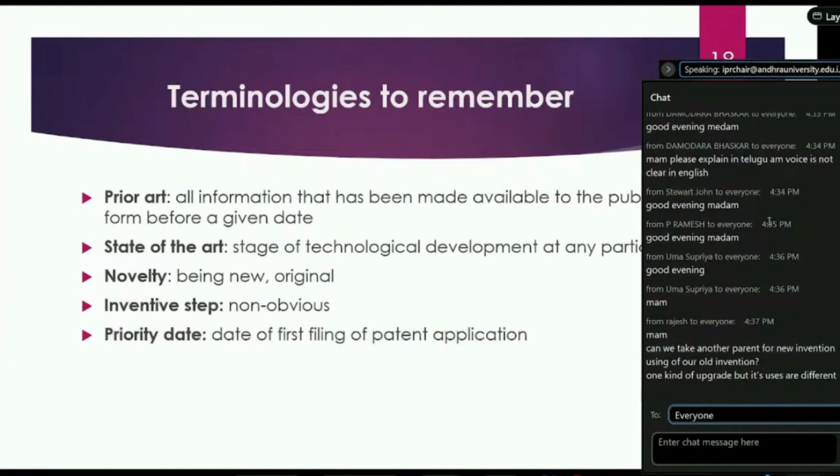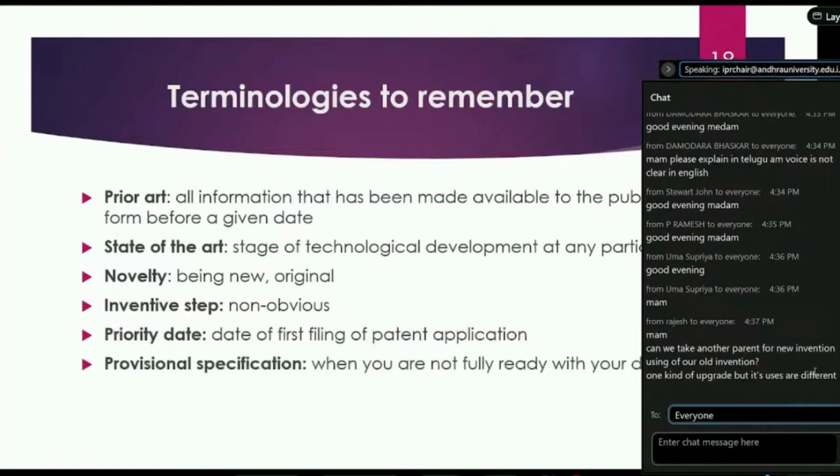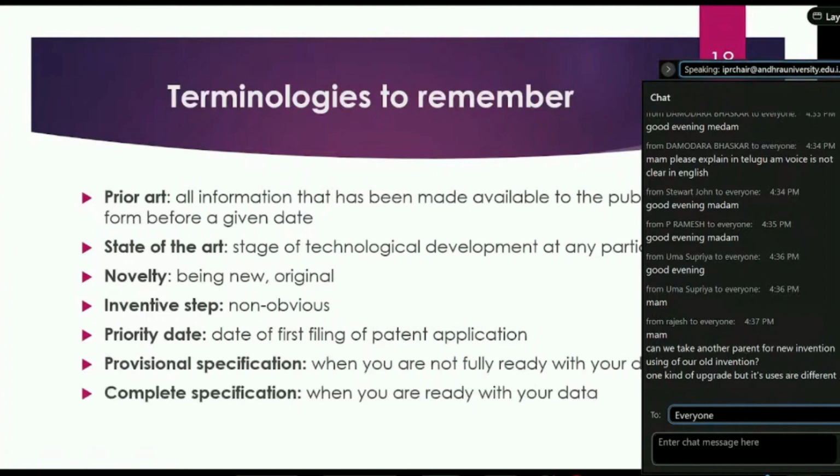Priority date is the date of first filing of a patent application. Provisional specification is when you are not fully ready with your data. Complete specification is when you are ready with your data. So these are the terminologies that you have to remember in the case of the Patent Act.